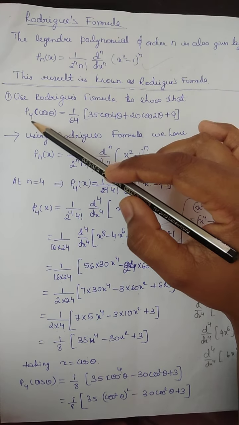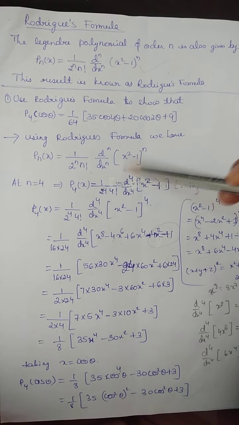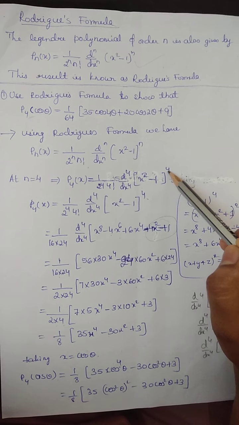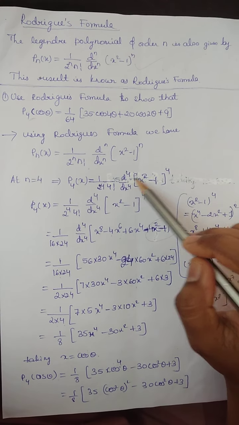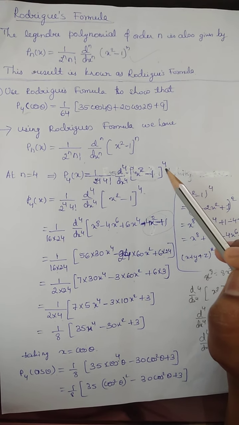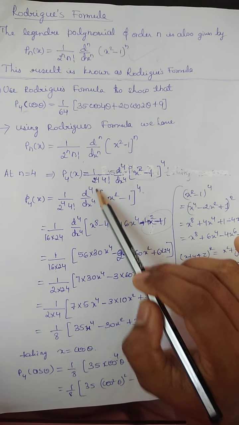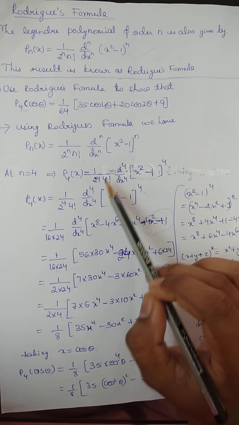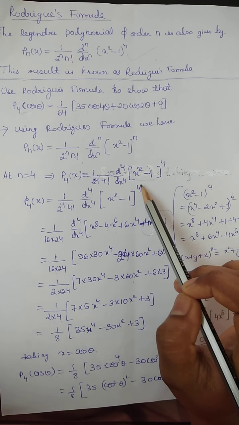Here n is what? P4, they asked to find 4. Wherever n is there, you substitute 4. Now this will be whole raised to 4. It means we have to differentiate this x square minus 1 four times. So 1 upon 2 raised to 4, 4 factorial, d^4 by dx^4, wherever n is there, I have put 4, of (x square minus 1) whole raised to 4.